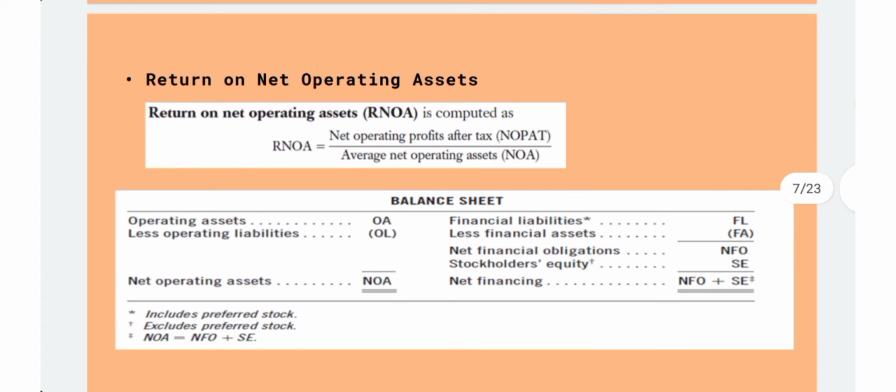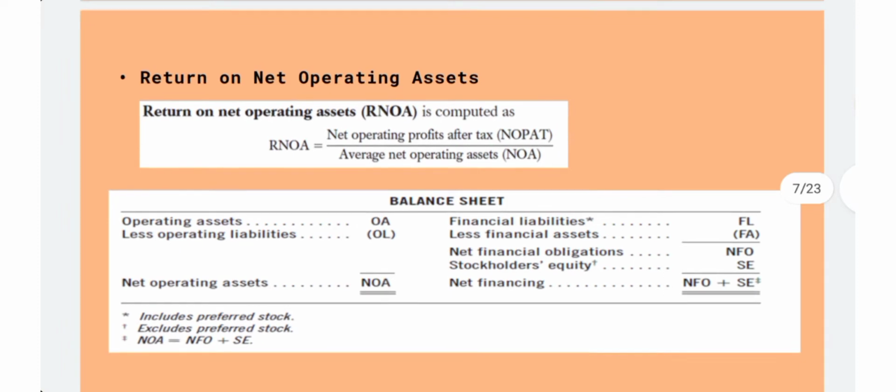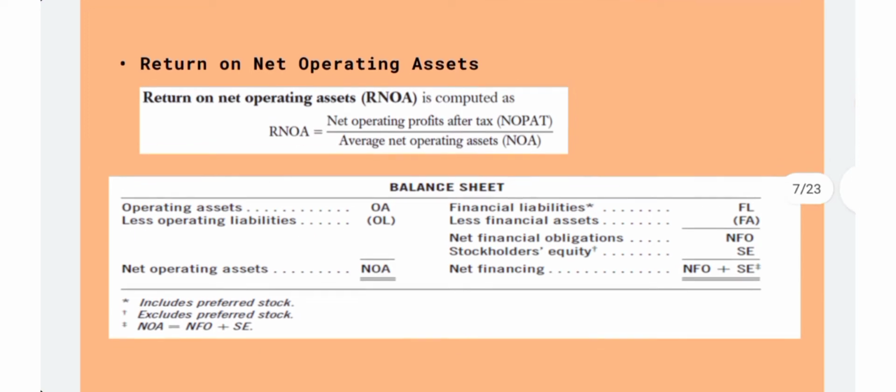First we need to determine the return on net operating assets. The formula is net operating profits after tax, or NOPAT, divided by average net operating assets. This is the balance sheet, the template of the balance sheet, as you can see.